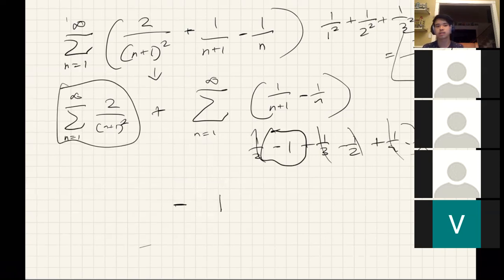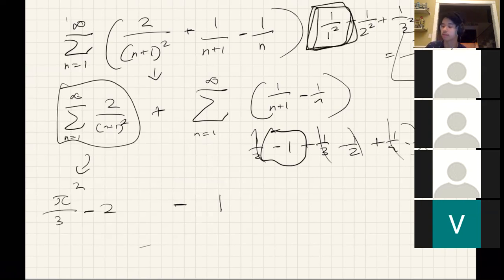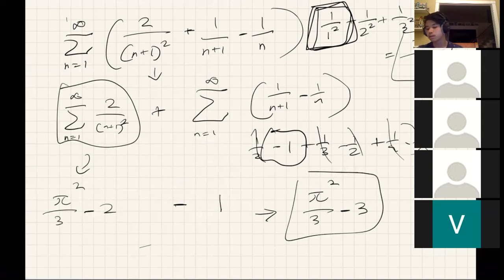But anyways, hopefully one day you'll know how this is proven. We cannot cover it in this course. It's far too advanced. But anyways, once we know this, we can see that this sum actually becomes pi squared over 3 minus 2. Because don't forget that we are missing this term over here. So we have the -2. So our final answer is going to be pi squared over 3 minus 3. So that's going to be our final answer for this problem.